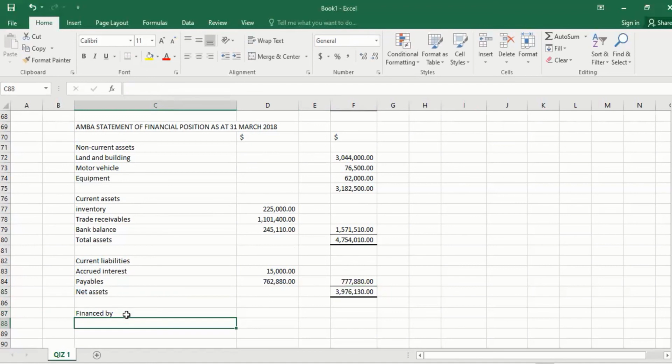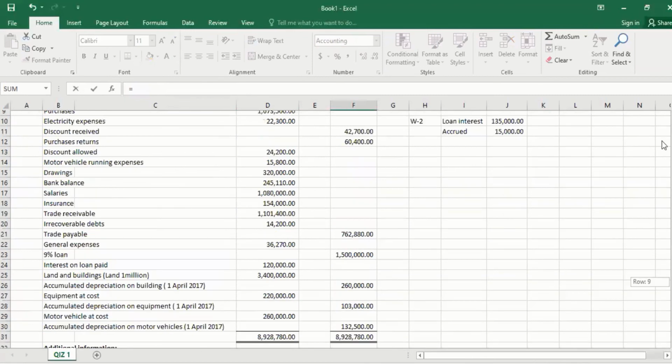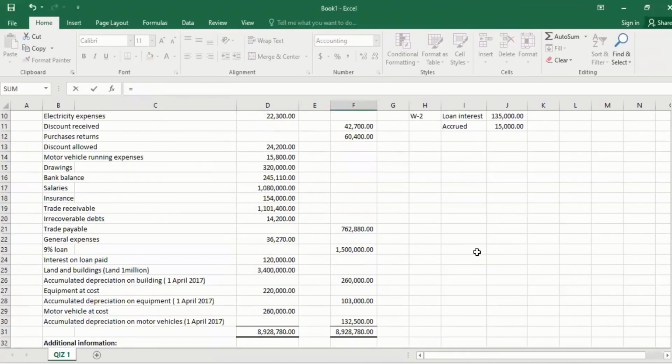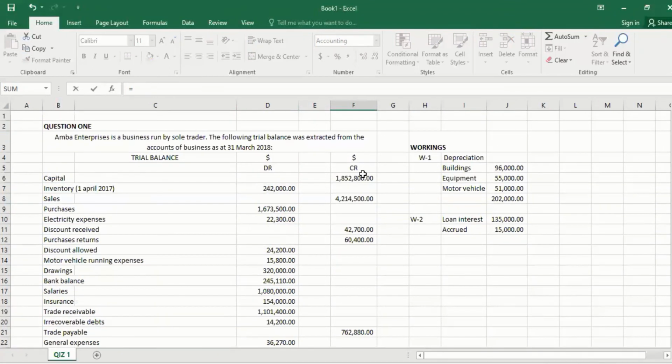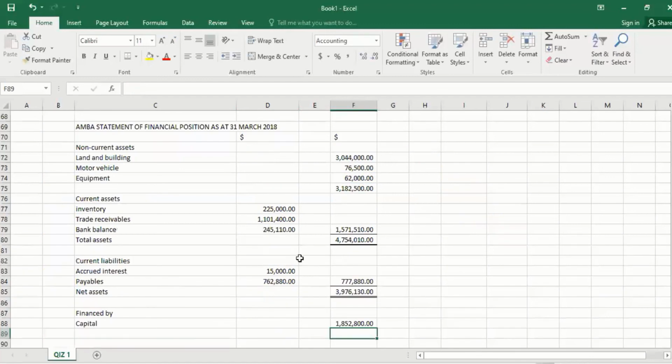This one I'll start with capital. Being a sole trader, you just call it capital. In a company, we refer to it as equity. Now this is a sole trader business, so that is the amount of capital. Then we have the net profit for the current year.